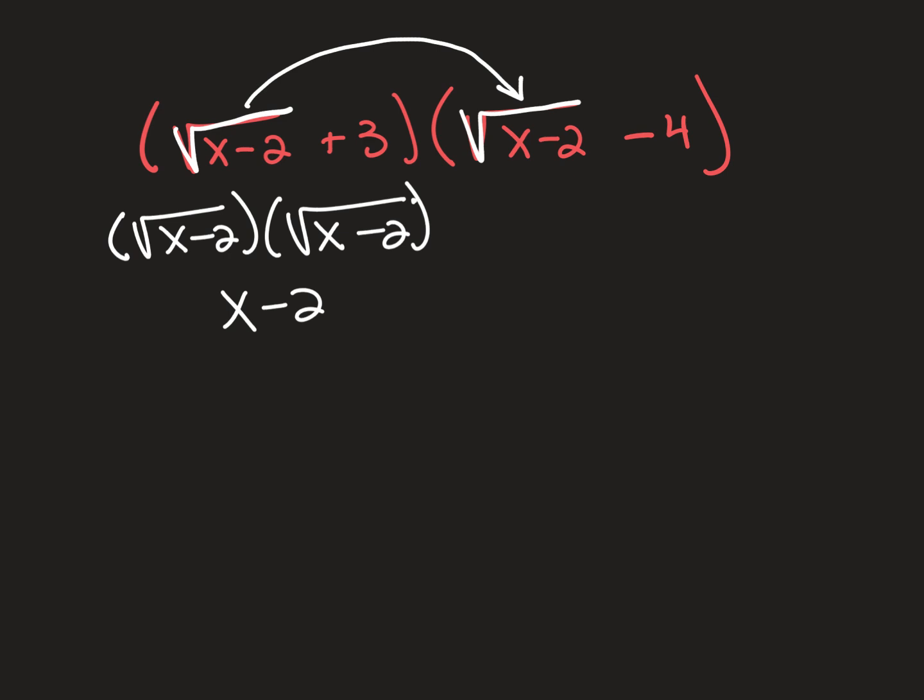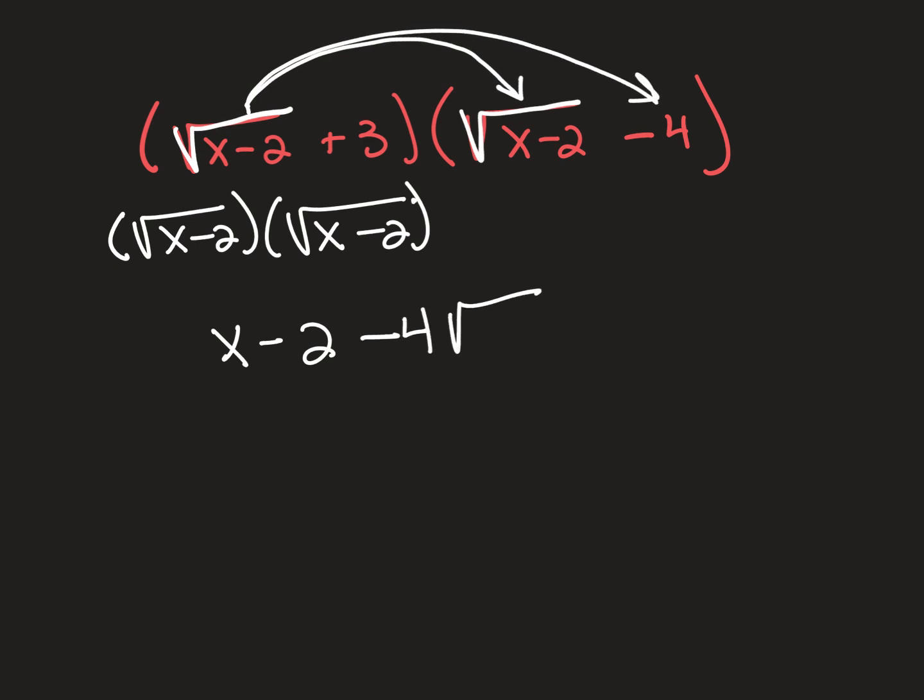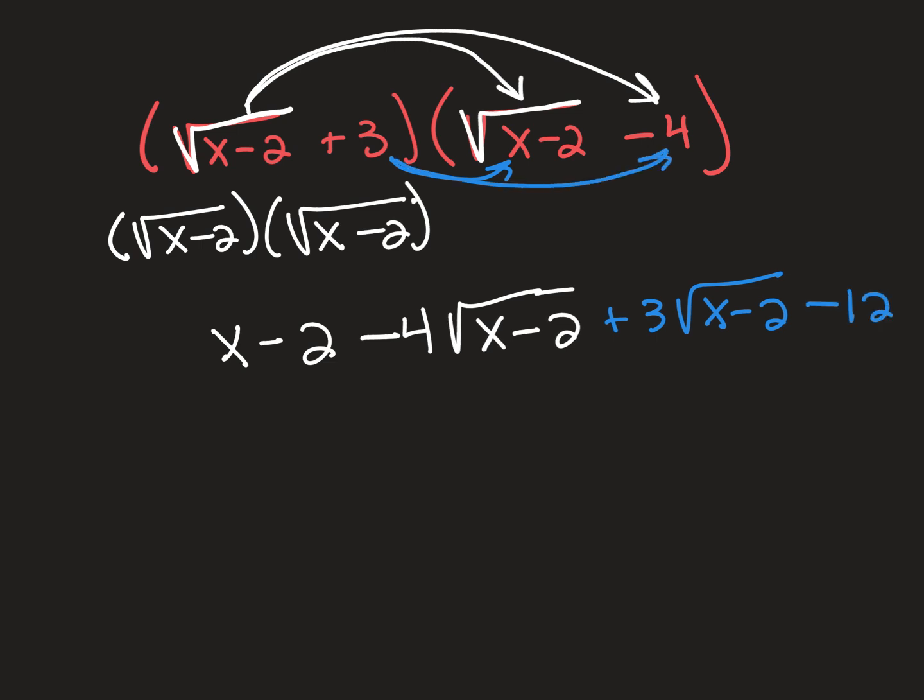So for that first distribution, I'm going to just move this down, you're left with x minus 2. The next one, the negative 4 is on the outside of the house, and then we're just going to write square root of x minus 2. Then I have 3 times the square root of x minus 2. And I have 3 times negative 4. So I got a lot going on, but it's not that bad.